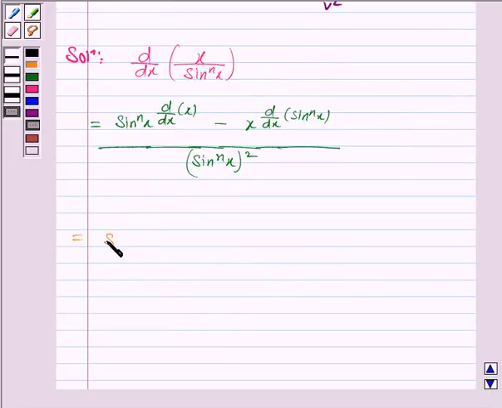Again, this is equal to sine x to the power n into derivative of x with respect to x is 1, minus x into derivative of sine x to the power n is n into sine x to the power n minus 1 into d by dx of sine x upon sine x to the power n to the power 2.